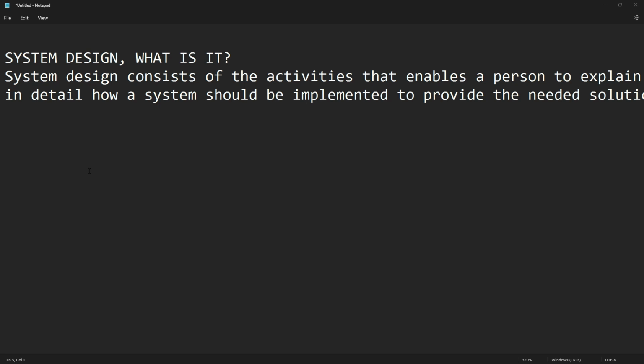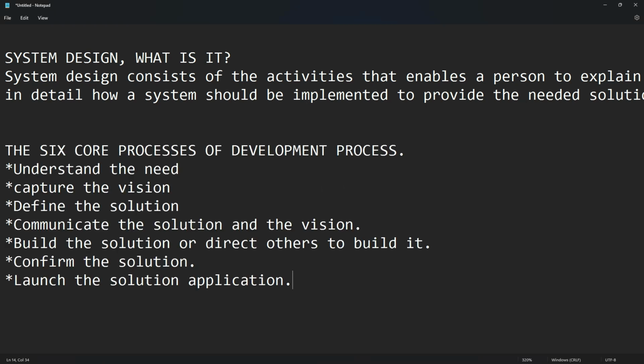So when you pick one process, understanding the need, there will be several processes under that. When you pick capturing the vision, there will be several processes under that. You get it. So there are six core processes of the development process, and it includes understanding the need, capturing the vision, defining the solution.